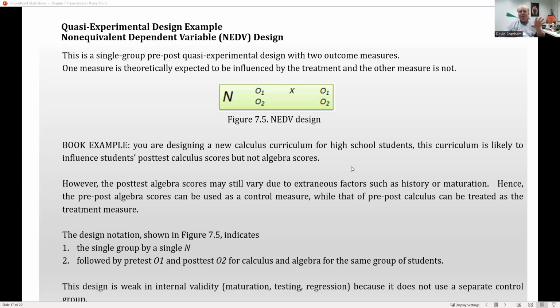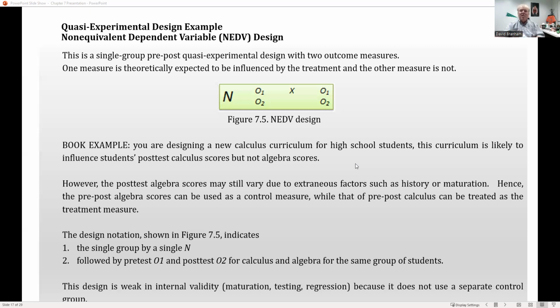So in the book example, you are designing a new calculus curriculum. The curriculum is likely to influence the students' post-calculus scores, but not the algebra scores. However, the post-test algebra scores may still vary due to extraneous variables like history and maturation. Algebra scores will go up at their normal rate because there's no treatment to them, so they should go up as they usually do. What we're looking for is to see if the calculus scores go up as they usually do with the new curriculum or even better. And if they're even better than they usually are, then we can attribute that to the calculus curriculum.